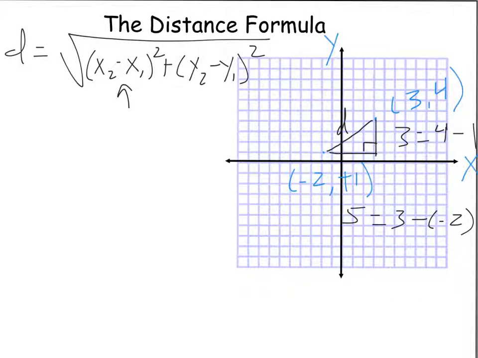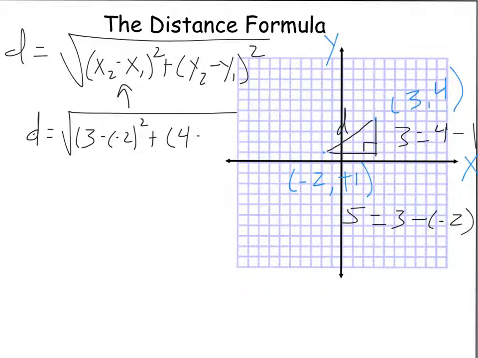Okay, so now if I didn't want to do this on a graph every time, I wouldn't have to. That's kind of what the distance formula is all about. We could have just used the coordinate points, and if I was just given the points and didn't have a picture, I could still do this, because I could take 3 minus -2, plus 4 minus 1.